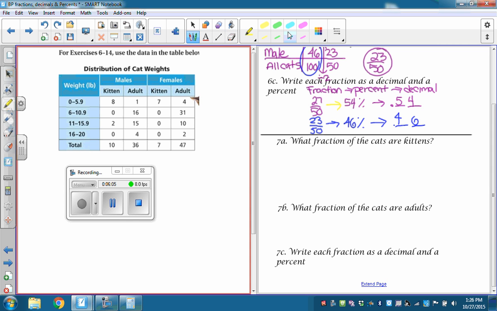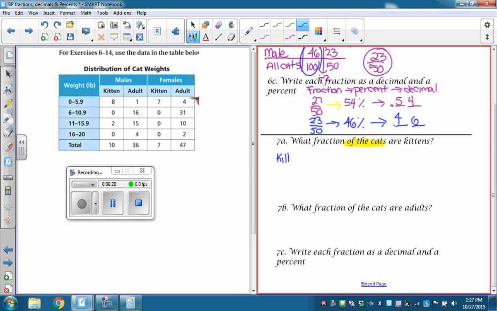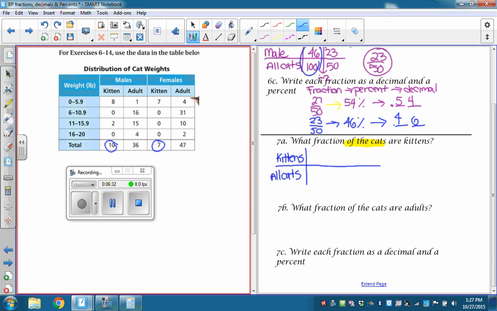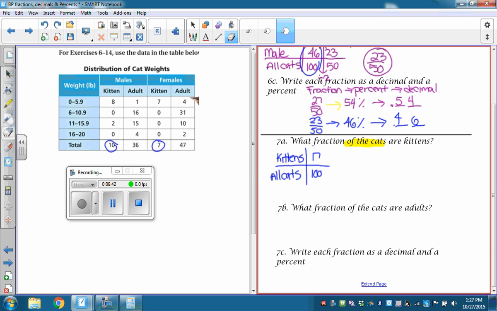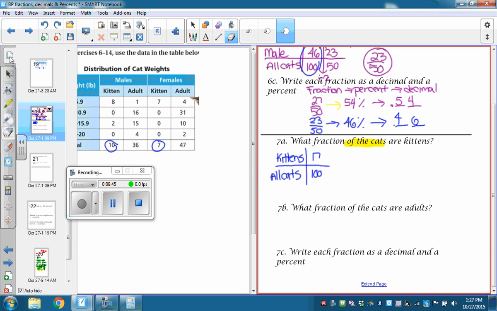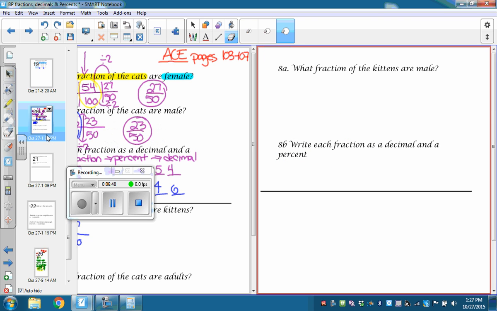So what fraction of the, oh, it is still 100, I'm sorry, of the cats are kittens. So I think it's number 8, that's a little bit different. So we would have kittens on top, and we'd still have all cats on the bottom. So you would have to add up all the kittens. There's 17 kittens out of 100. And then the rest of this problem's the same idea. So you can finish number 7. Move on to number 8.